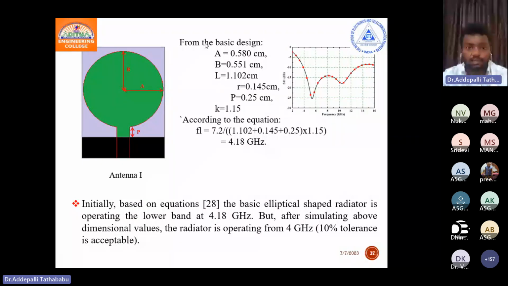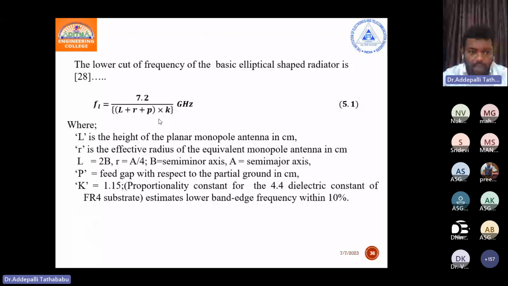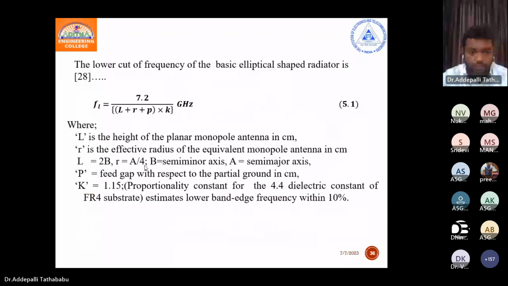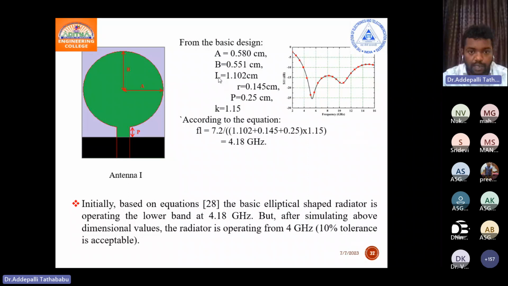So from the basic design, here I am getting this waveform. Here this is the elliptical shape patch antenna. This is the major axis A, and this is the minor axis, and this is the L value. L is the height of the planar monopole antenna. This is the L value, that is 2 times B. So L is equal to 2 into B, and A is the semi-major axis. R is equal to A by 4, and P is equal to the gap.